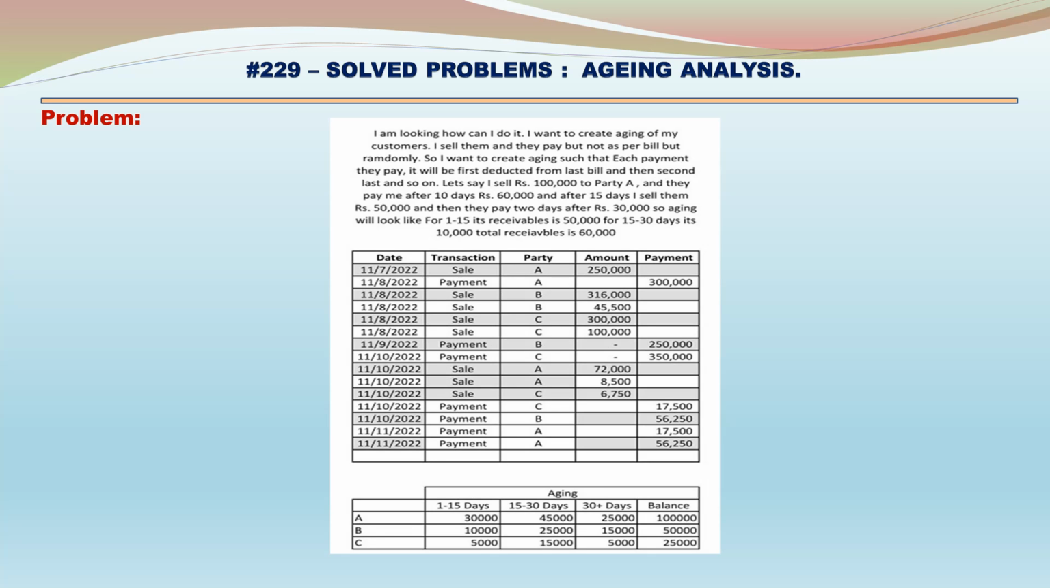10th November sale to A 72,000. 10th November sale to A again 8,500. 10th November sale to C 6,750. 10th November payment from C 17,500. 10th November payment from B 56,250. 11th November payment from A 17,500. Again on 11th November payment from A 56,250. The answer should be in this format: aging 1 to 15 days, 15 to 30 days, 30 plus days, and balance for A, B, C, and the respective amounts should appear.